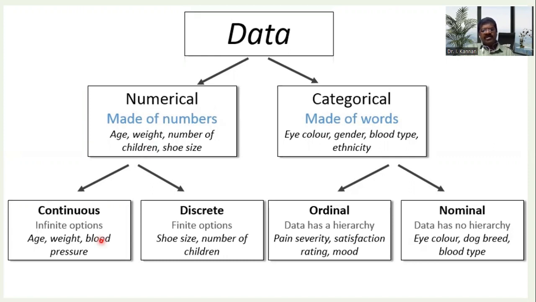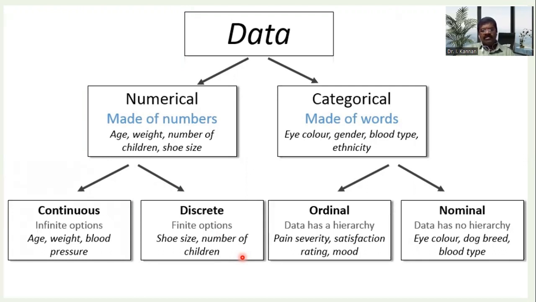A continuous numerical variable will have numbers even in fractions, but discrete will have numbers only as integers. Say, for example, the shoe size, the number of children, or the number of patients attending a particular OP, or a particular IP. So all these things will be discrete numerical data.